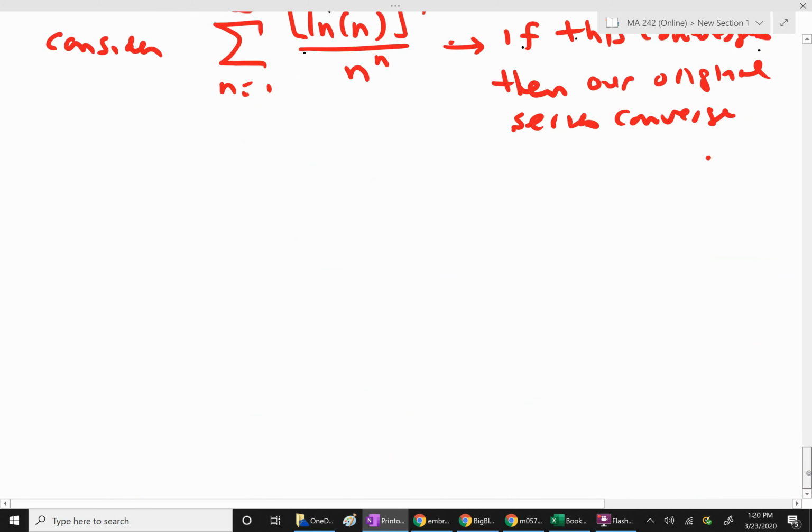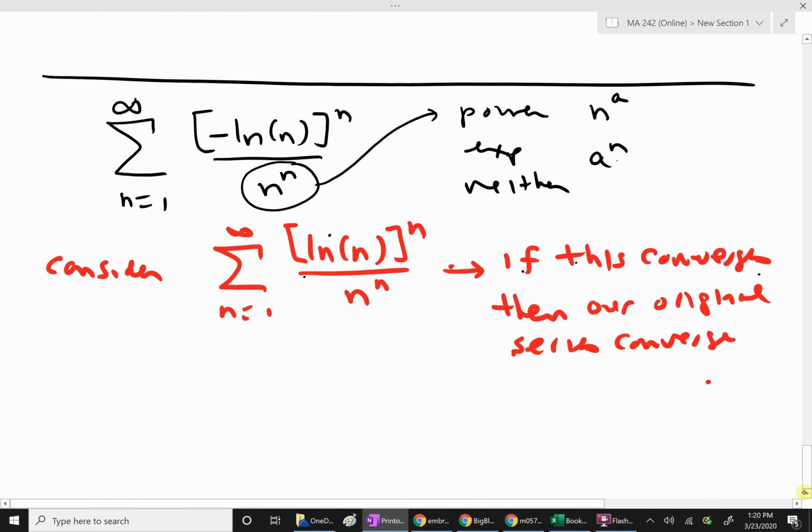I look at this, and I have two tests I can use. I can use the root test or I can use the ratio test. So the question is root or ratio? The ratio test works well when I have a factorial. I don't have a factorial, or I have a ratio of complicated functions.